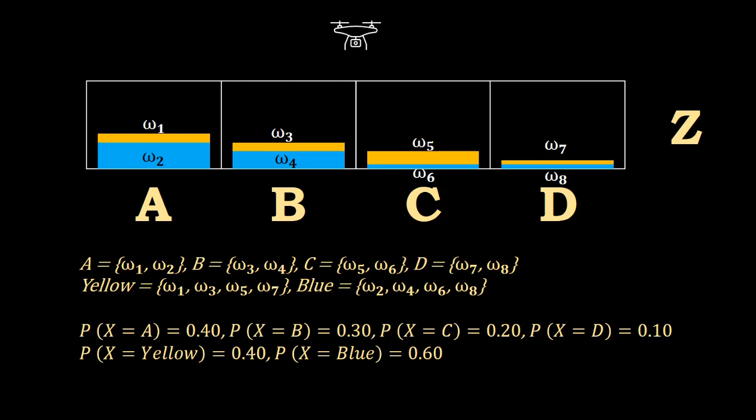Now, what's the probability of x taking the value yellow? Well, it is 40%. It adds the probability for omega 1, the probability for omega 3, the probability for omega 5, and the probability for omega 7, and that's 0.4. What's the probability of x taking the value blue? 0.6. That's the sum of the probabilities of omega 2, omega 4, omega 6, and omega 8.